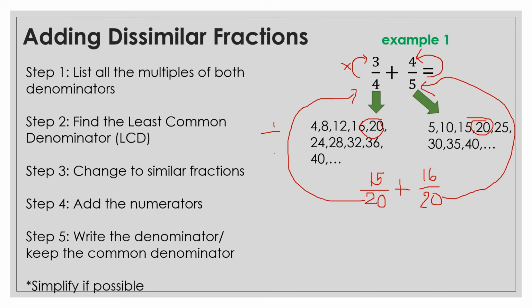Now we have similar fractions. We can add the numerators. 15 plus 16 is 31. And then copy the denominator, 20. 31 over 20 can be written in mixed fraction. So 31 divided by 20 is 1. The remainder is 11 over, copy the denominator, 20. So the answer is 31 over 20 or 1 and 11 over 20.